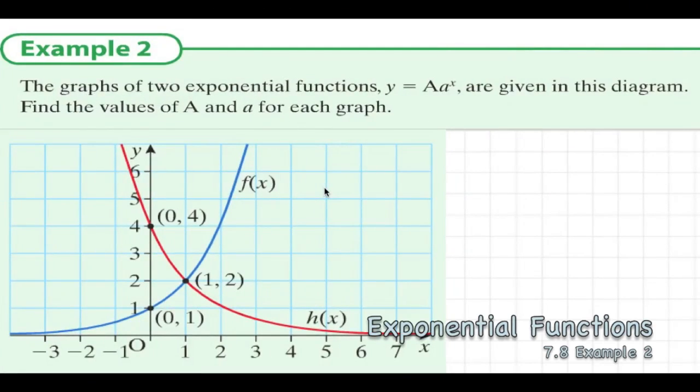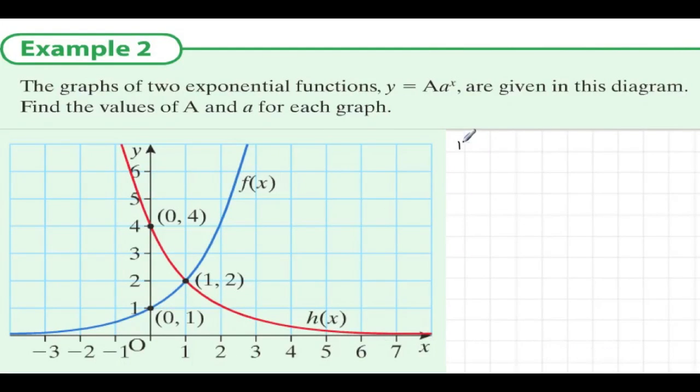The graphs of 2 exponential functions, y is equal to capital A times small a to the power of x, are given in the diagram, and we're to find what capital A and small a are. Well, f of x is equal to capital A times small a to the power of x, but we know 2 input values. If we input 0, the output is 1. So in other words, capital A times small a to the power of 0, anything to the power of 0 is just 1. So that's capital A, and that's equal to the output value 1. So capital A is equal to 1.